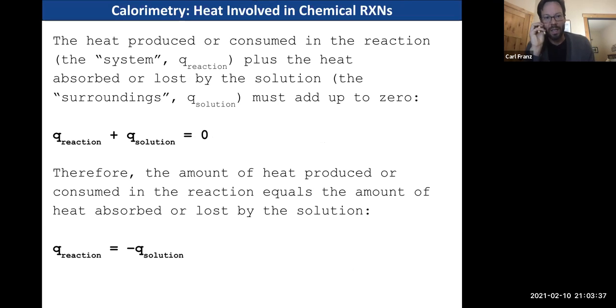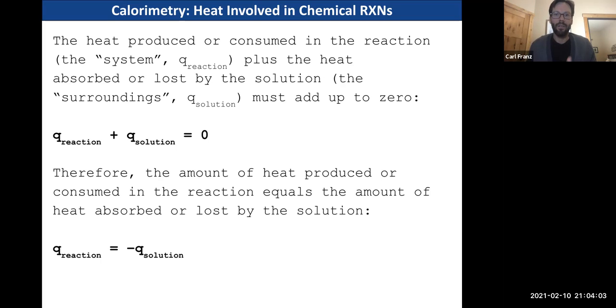We also said that we could use this same relationship in the context of reactions and solutions. Considering the reaction to be a part of the system and the solution to be part of the surroundings, again, they must add up to 0. And so Q reaction can equal a negative Q solution.